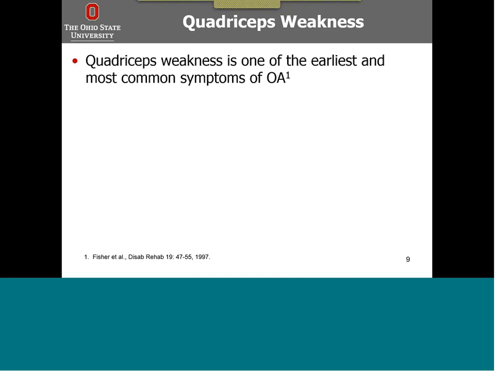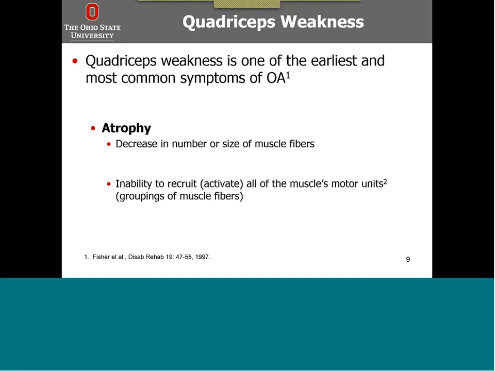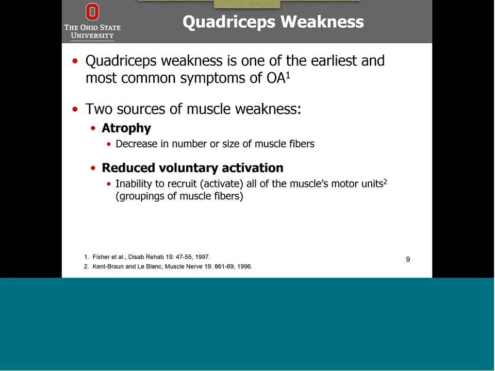It's also been shown that quadriceps weakness is one of the earliest and most common symptoms of OA. And there are really two types of muscle weakness that are very common in the OA population. One is atrophy, which is a decrease in the number or size of muscle fibers. And then the other is reduced voluntary activation. And this isn't so much a decrease in the size of muscle fibers as an inability to recruit or activate all the muscle's motor units.